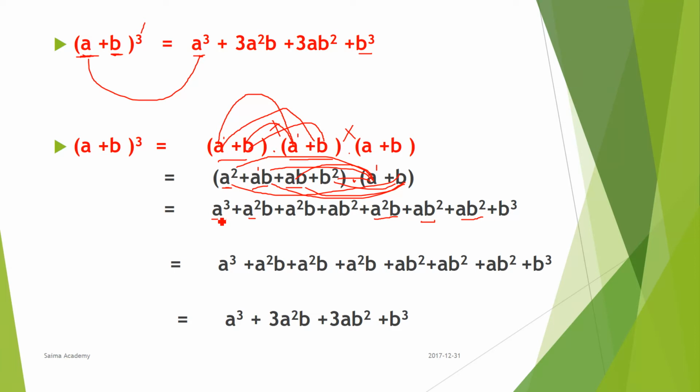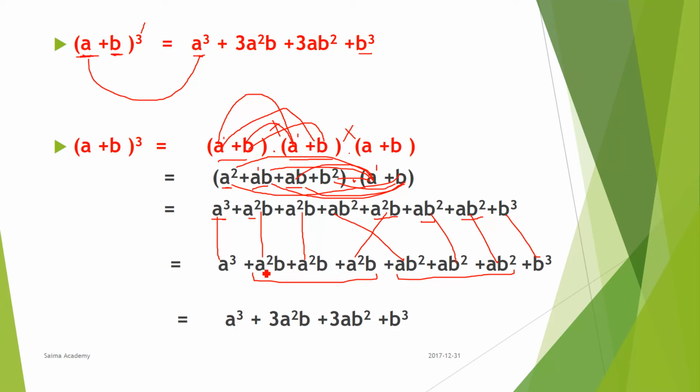Now we will arrange it. So this is a cube, a square b, a square b, this is also a square b, this is also a square b. This is ab square, this is ab square, and this is b cube. So this is one set of a square b, and this is one set of ab square. See, exactly they are same. If it would be a cube b, then we cannot add it together. It should be the same: a square b, a square b, a square b.